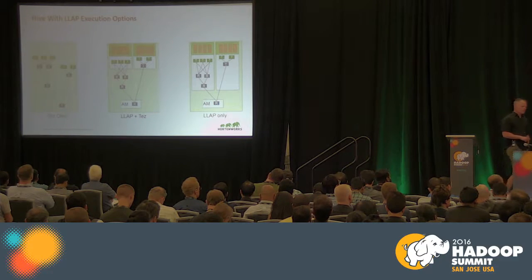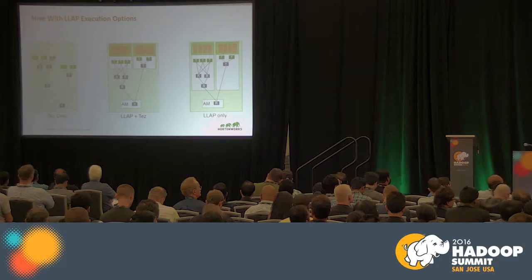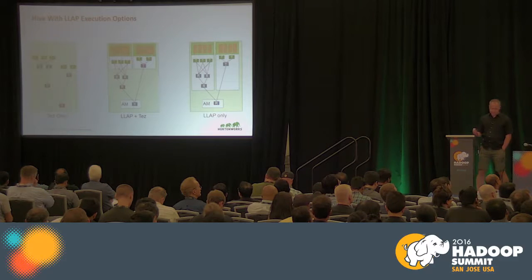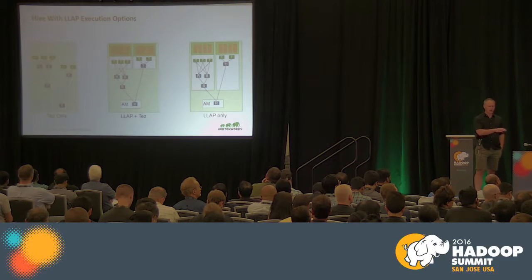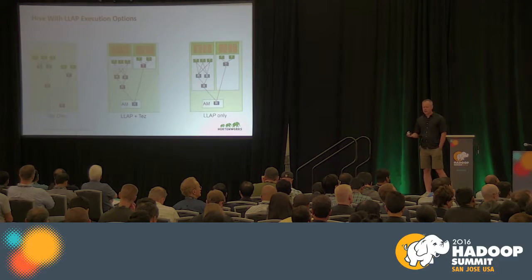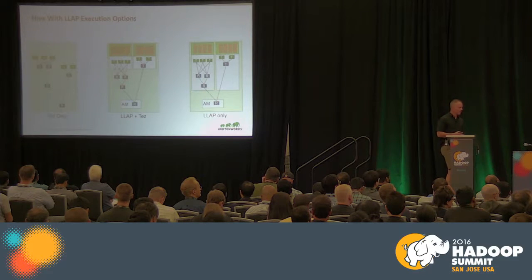So just a little bit more detail on how exactly this works. On the left here, you see the way Hive works in a TES-only situation, right? Where all the tasks run as separate containers in TES. They're submitted as one job, as a graph, that TES can then efficiently execute, but those are all separate containers.